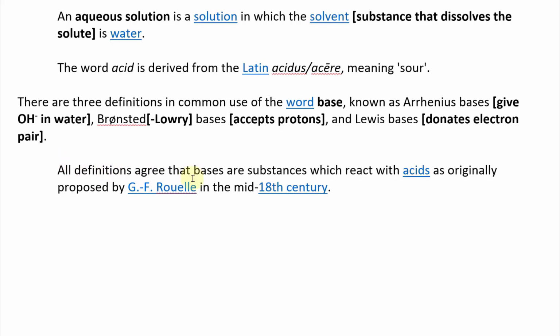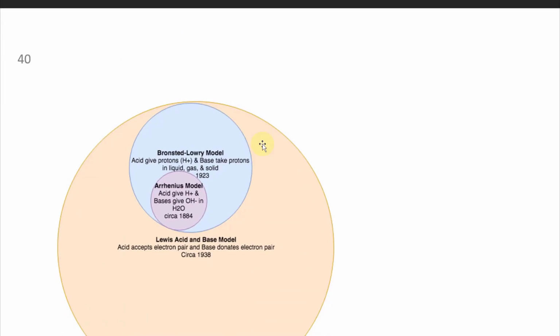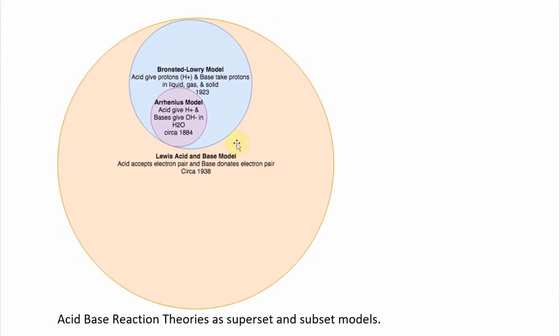All definitions agree that bases are substances which react with acids, as originally proposed by G.F. Rouelle in the mid-18th century. Let's continue further. Here's an illustration of the types of definitions of acids: acid-base reaction theories as superset and subset models. You have the Lewis acid and base model, where an acid accepts an electron pair and a base donates an electron pair. This is from circa 1938.